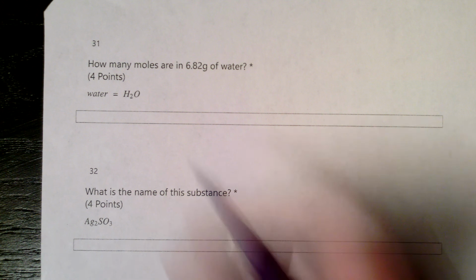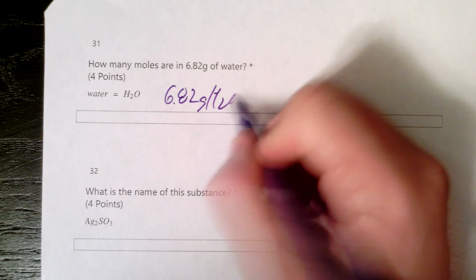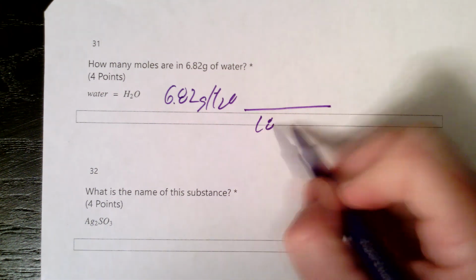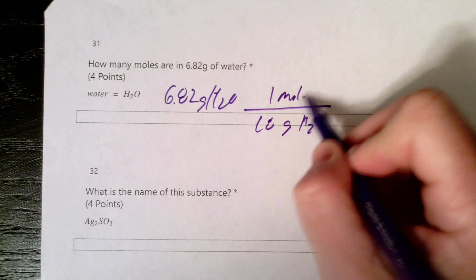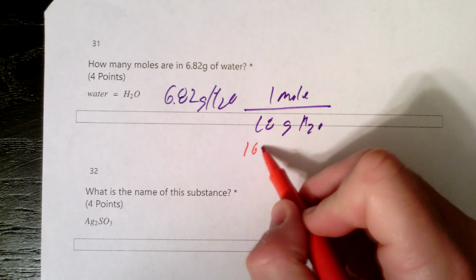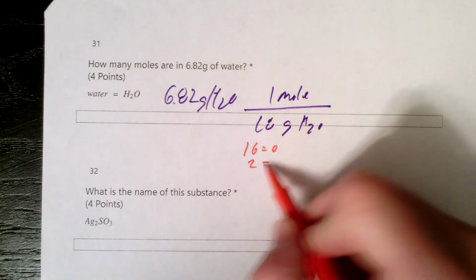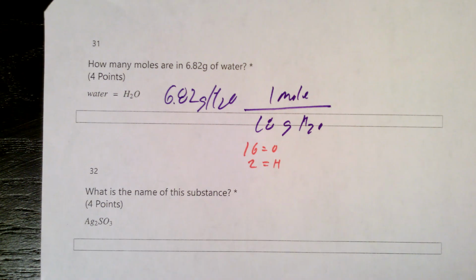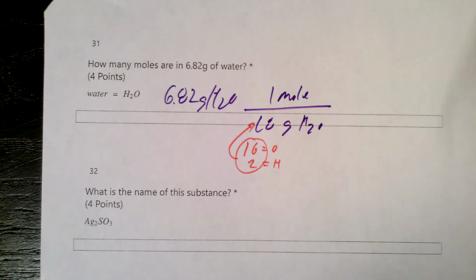How many moles in 6.82 grams of water? Well, you know water is H2O. There's 18 grams of H2O in 1 mole because 1 oxygen is 16, and hydrogen, it being 1 each, is a total of 2. So together, the grams per mole, the molar mass of water is 18.